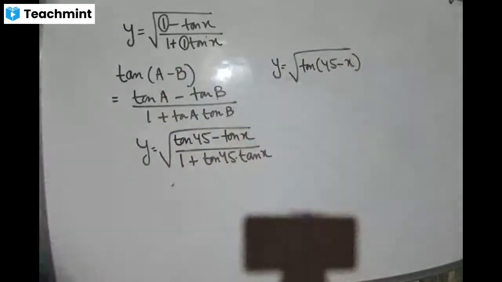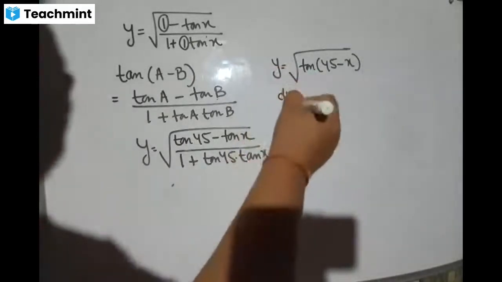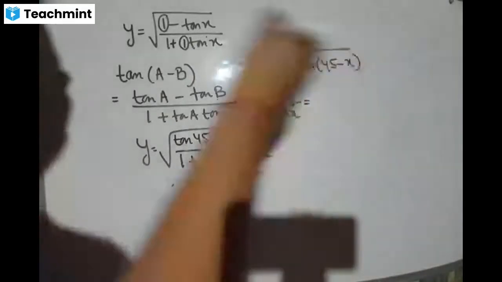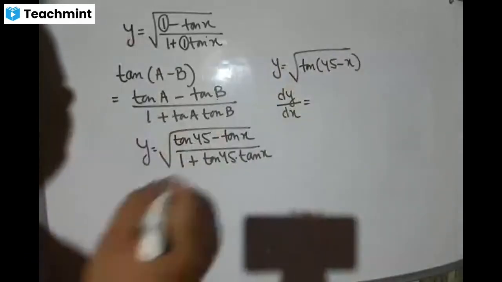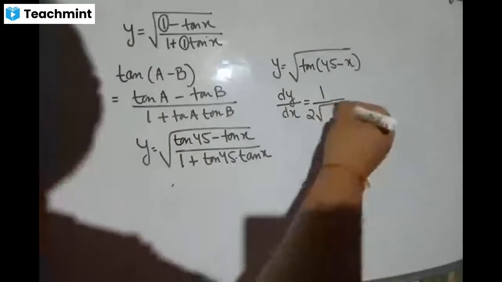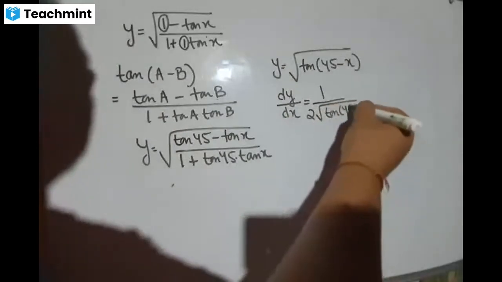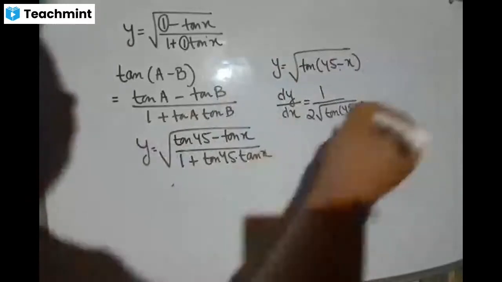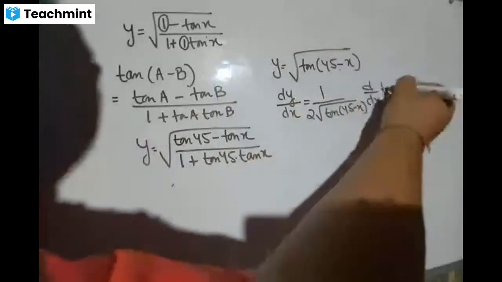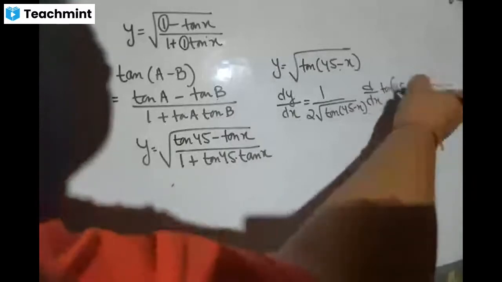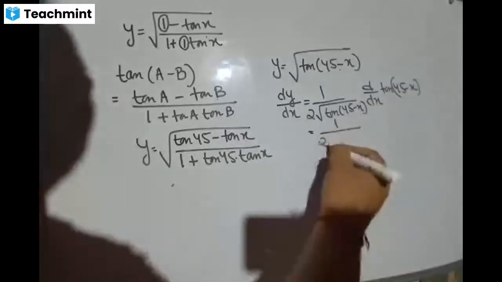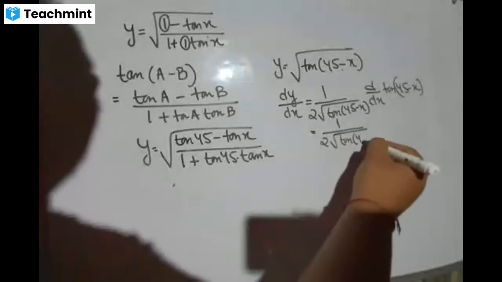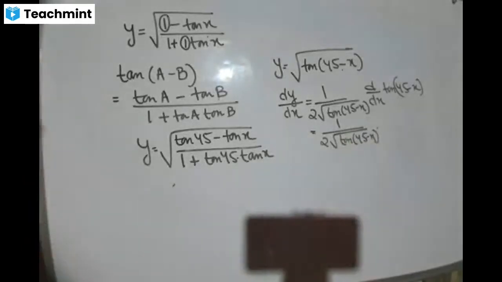Now you simply have to differentiate this. So I hope you understood the concept. Now differentiate. Derivative of y is dy by dx. What should be inside the root? x. So derivative of root x is 1 by 2 root x, that is tan(45 minus x), but this is just an assumption. So d by dx of tan(45 minus x), so you're left with 1 by 2 under root tan(45 minus x) into, can you tell me what is the derivative of this tan(45 minus x)? See, this is 45, isn't it?